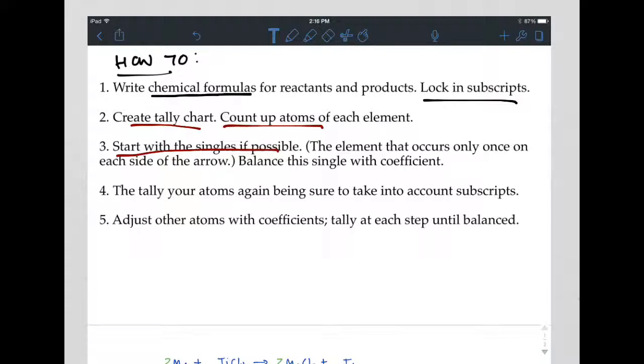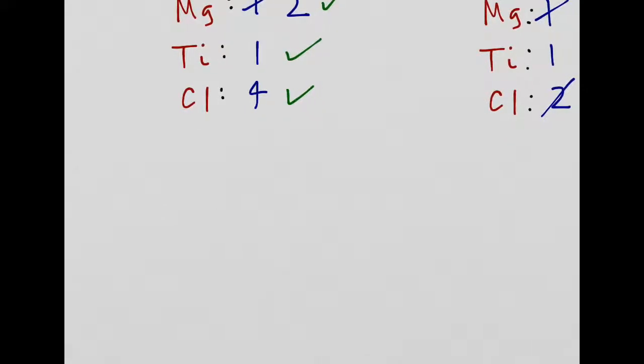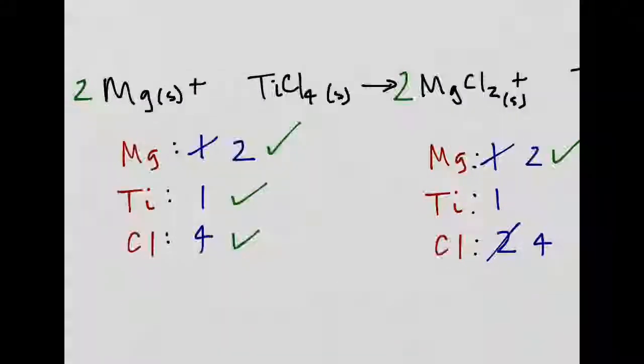And then in the next step, tally your atoms again. Remember, I did that each time, making sure that every time I change something, I change the tally of my atoms. And then, obviously, in the very end, we adjusted coefficients and kept on tallying until things balanced out for us. A lot of it is trial and error. Simply all there is to it. Trial and error. All right. So let's take a look at a different chemical reaction here.